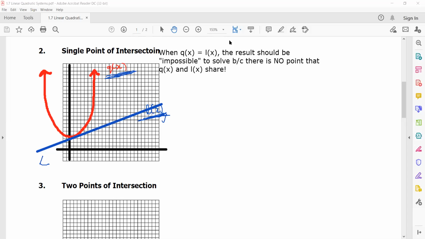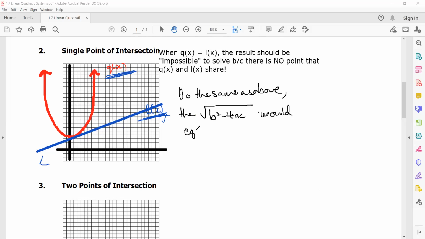Okay, let me erase this. I'm going to just make a quick note instead. If you were to do the same as above, the square root of b squared minus 4ac would equal, what does that have to be if you want this to only have one answer?